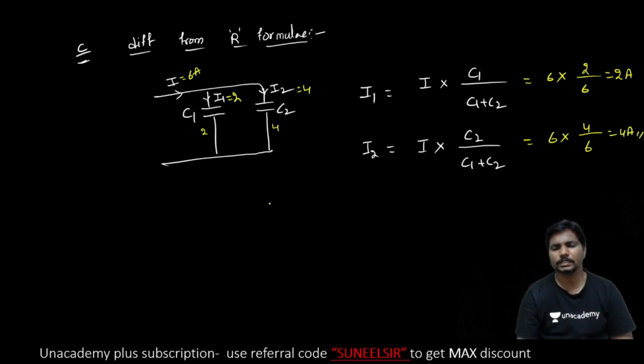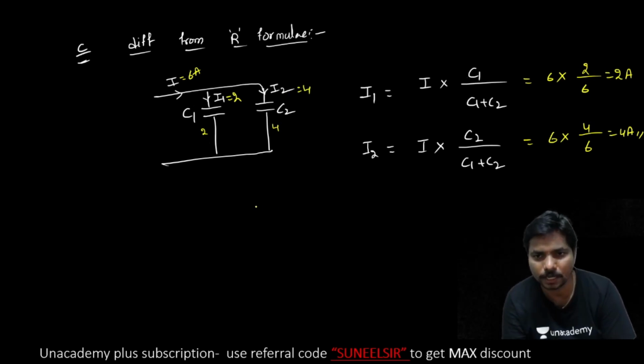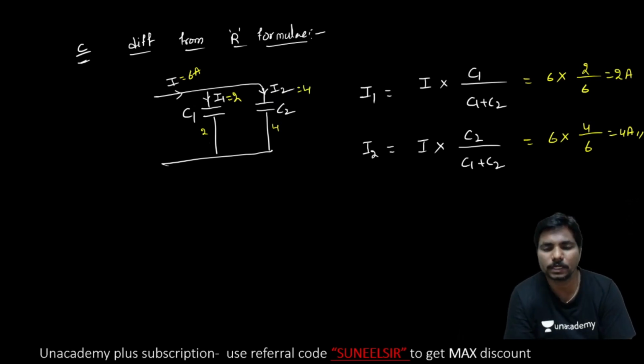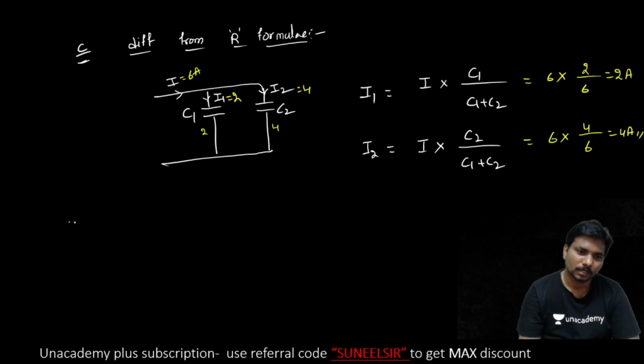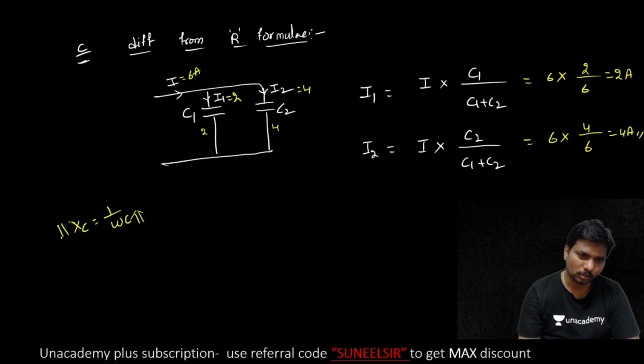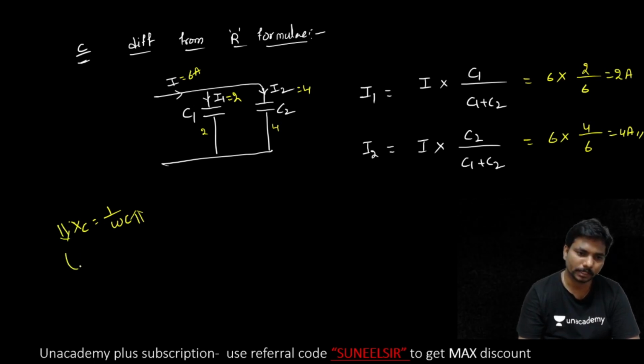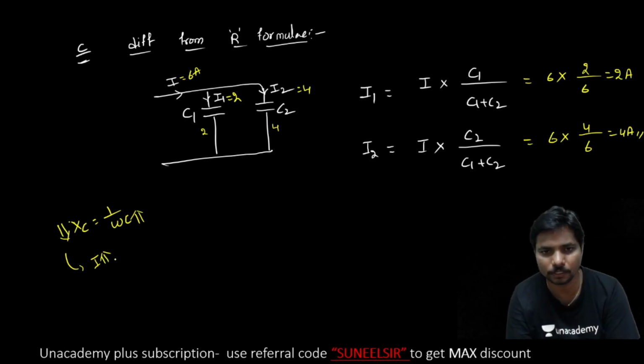That means here current is proportional to the capacitance. As capacitance is more, high current will flow. We know very well that Xc is equal to 1 by omega C. As C is higher, Xc is lower, and as Xc is lower, more current can flow.